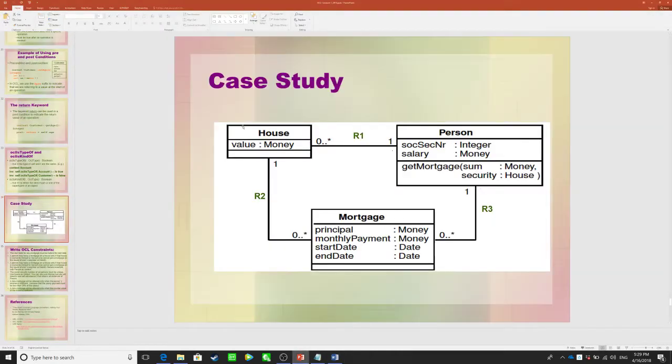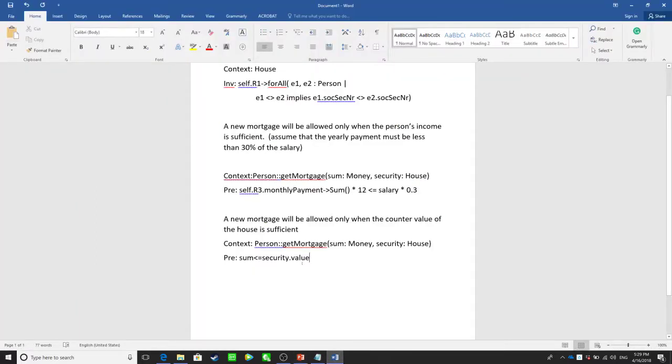If we go back here, the house actually has this value here, right? And we're comparing sum of the type money with the value of the type money, right? So that's how we make sure when we get the mortgage, we want to make sure that the house is worth that value. Okay? All right.